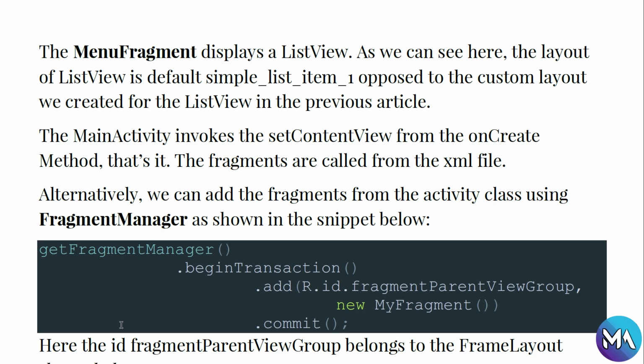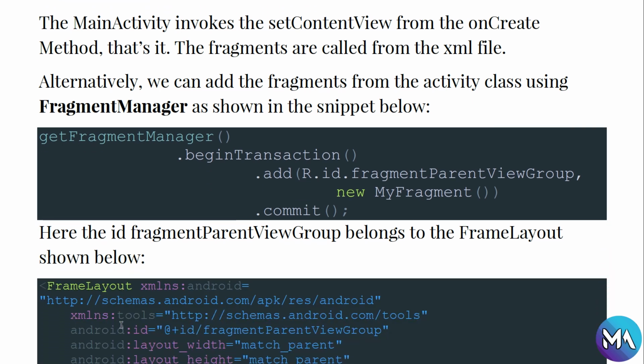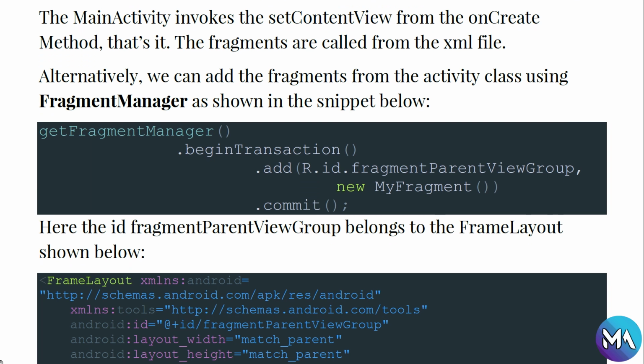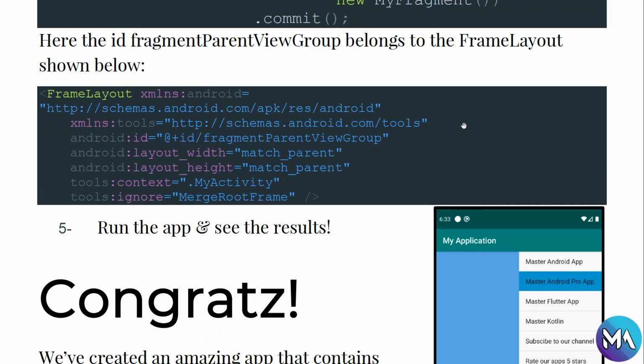The main activity invokes set content view in the on create method, so that is it. The fragments are called from the XML file. Alternatively, we can add the fragments from the activity using the fragment manager as shown in the snippet below. Get fragment manager, begin transaction, adding, then committing. Here we have the ID of the fragment's parent view group, which belongs to the frame layout shown below. And here we go. This is the frame layout of the main activity.